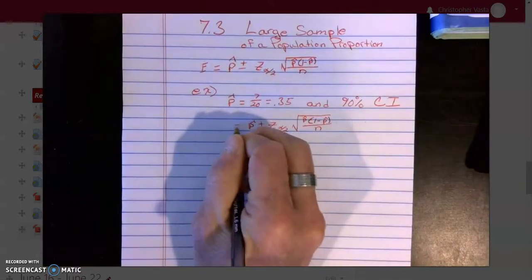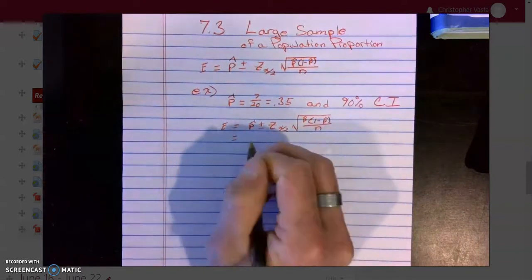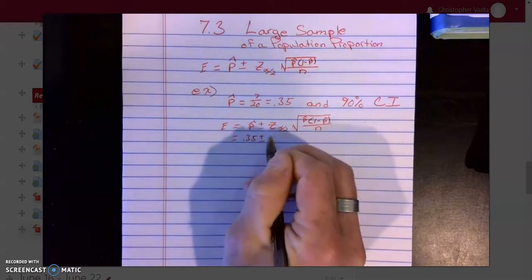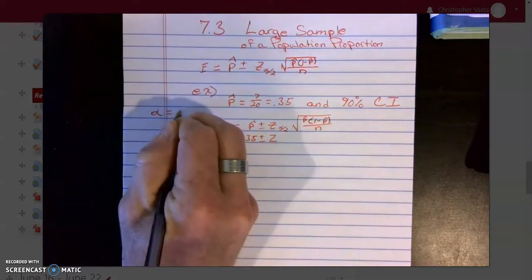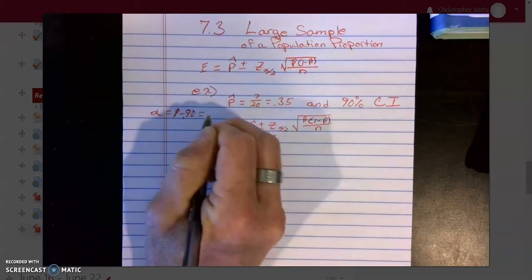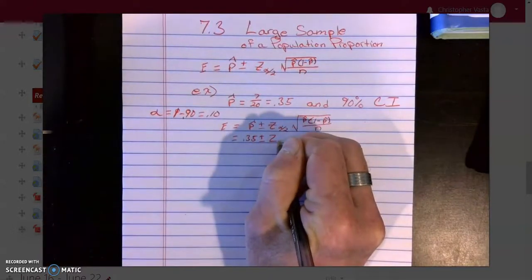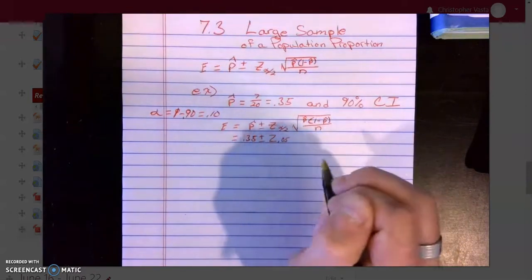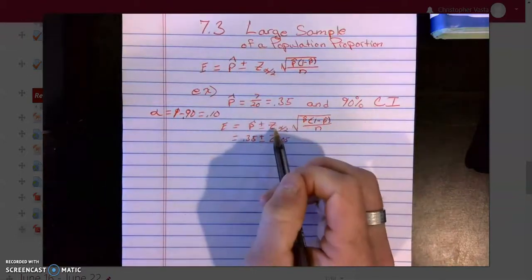So to do that, we need to calculate the error. We're going to plug in what's given here. We have 0.35 plus or minus. Now, we need to figure out what z is going to be. First, we need to figure out what alpha is. Alpha is going to be 1 minus 0.90, which is 0.10. And alpha divided by 2 is going to be 0.05. So that's what we're going to be looking up in our normal table.